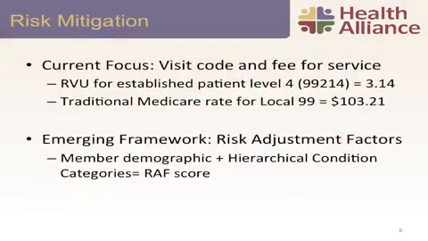I know that we are going to talk about a lot of different risk factors and numbers and financials, but really it's just looking at the patient from a holistic point of view of why are they here to see me. So to take this in perspective of RVUs, a level 4 established patient visit right now has 3.14 RVUs tied to it, and traditional Medicare will pay a provider office $103.21. That is our Illinois, other Illinois fee.